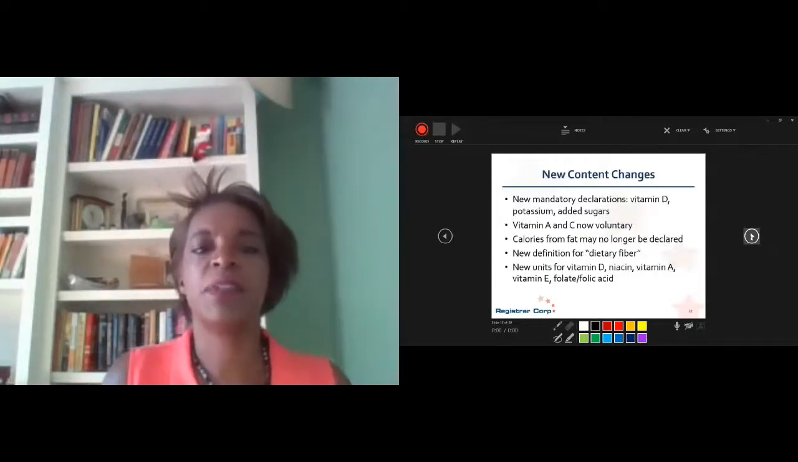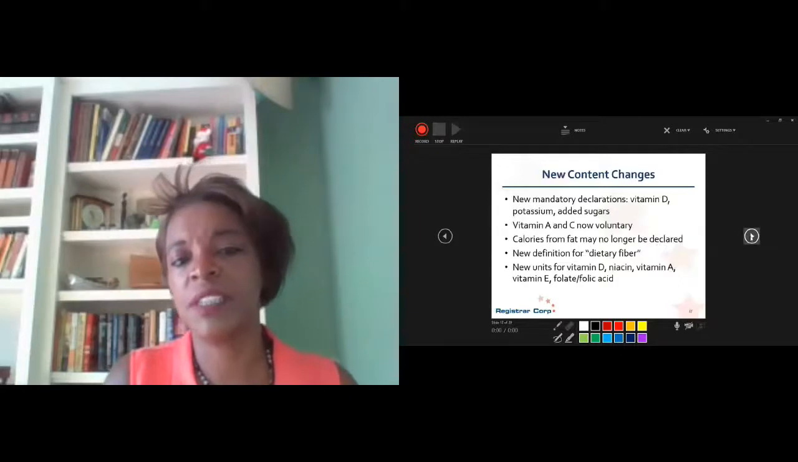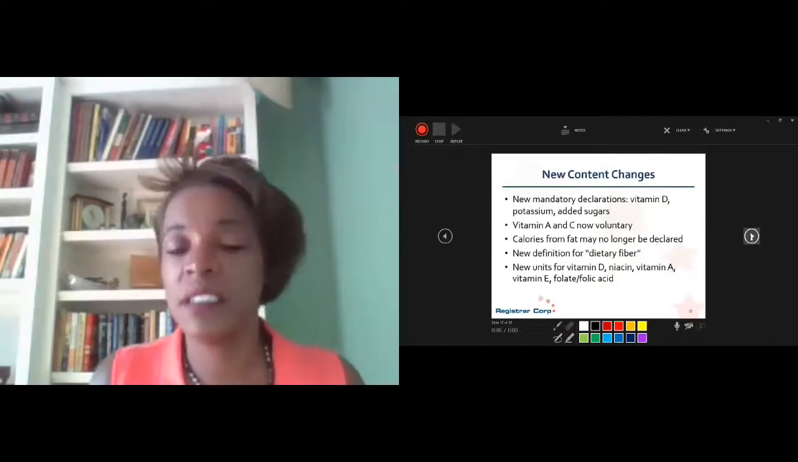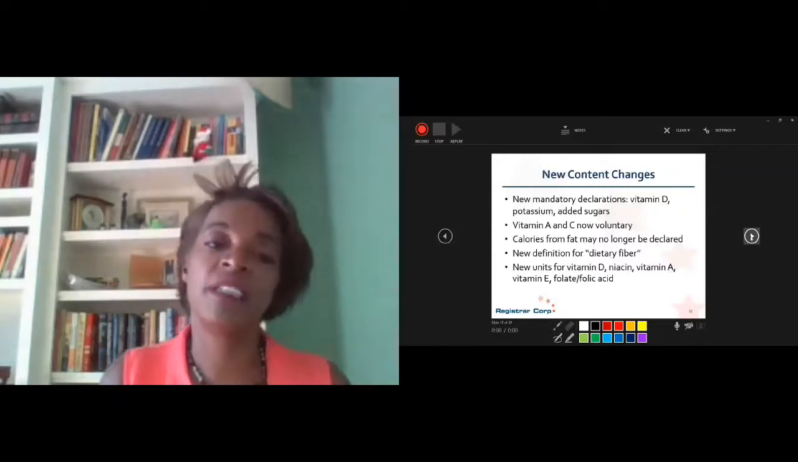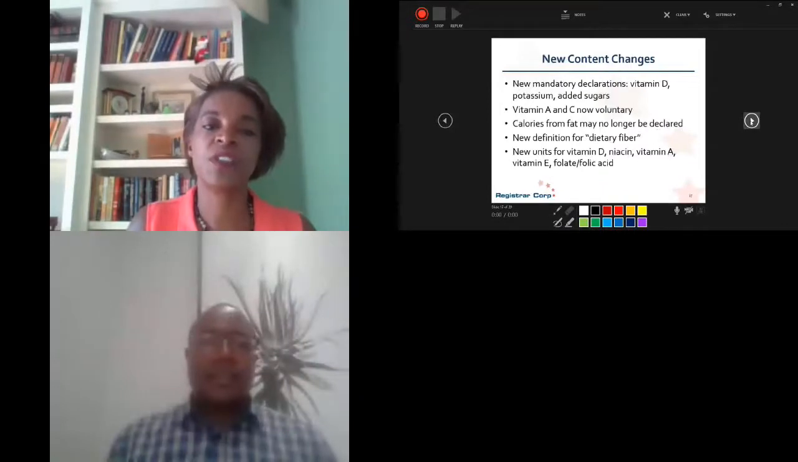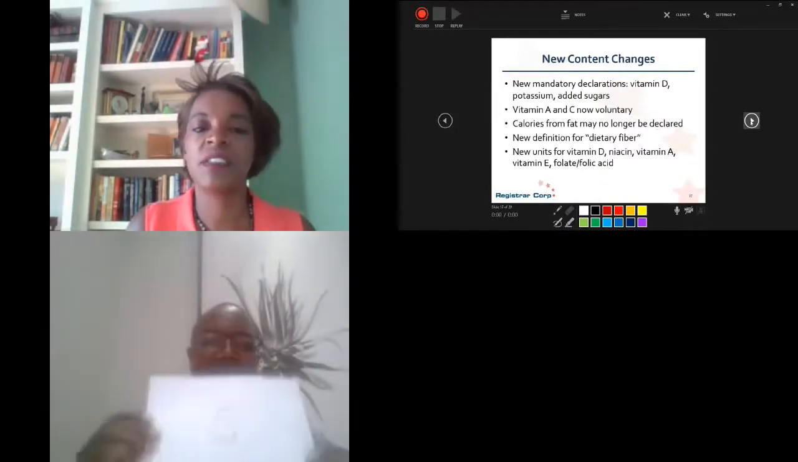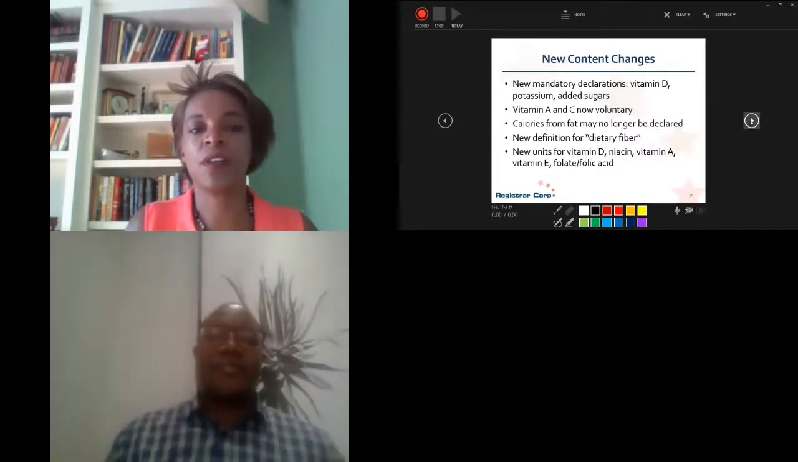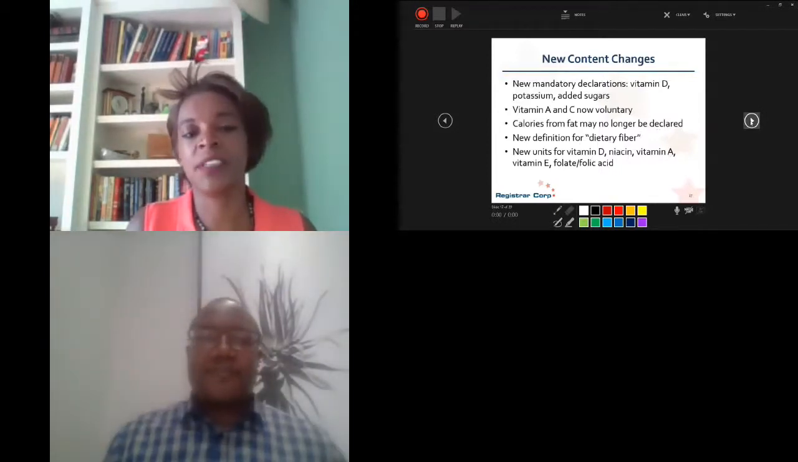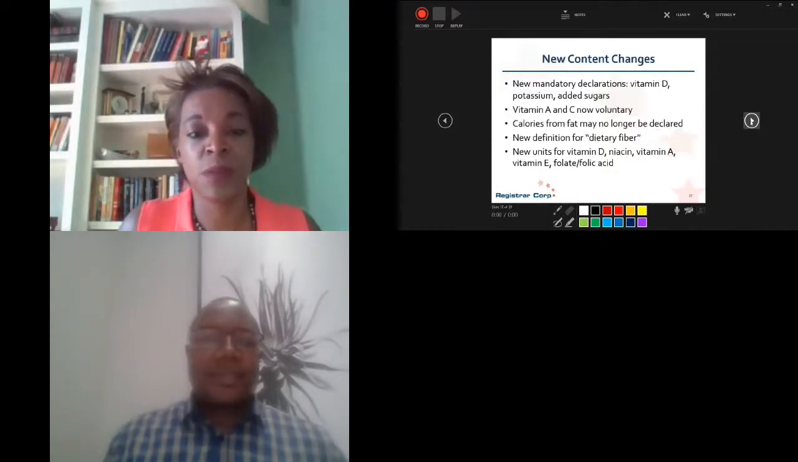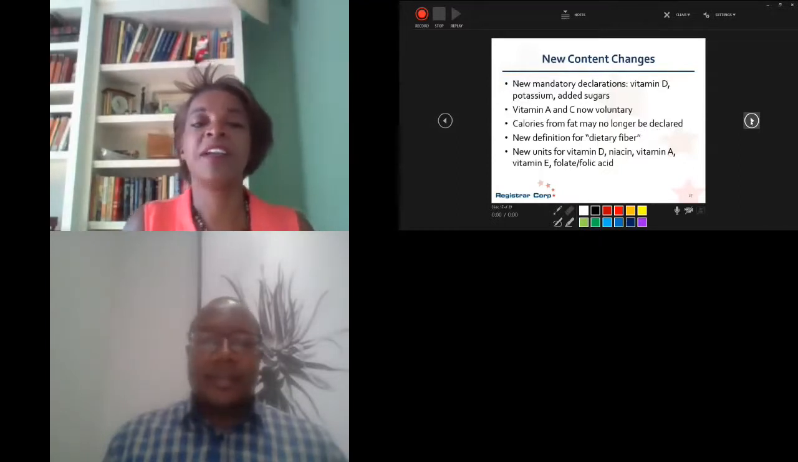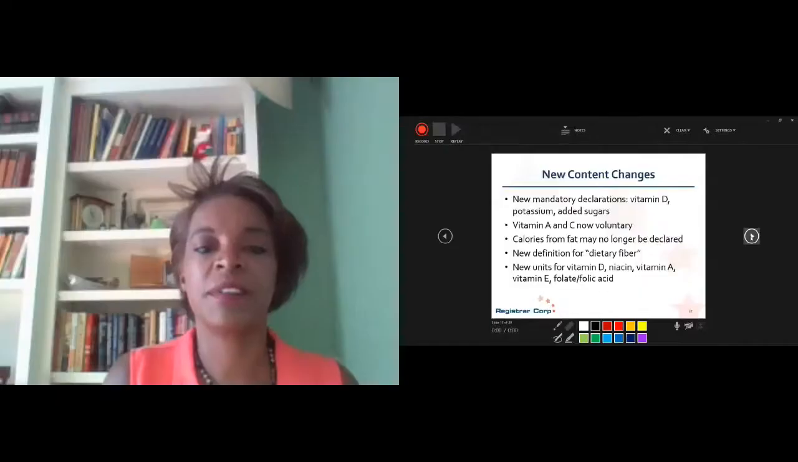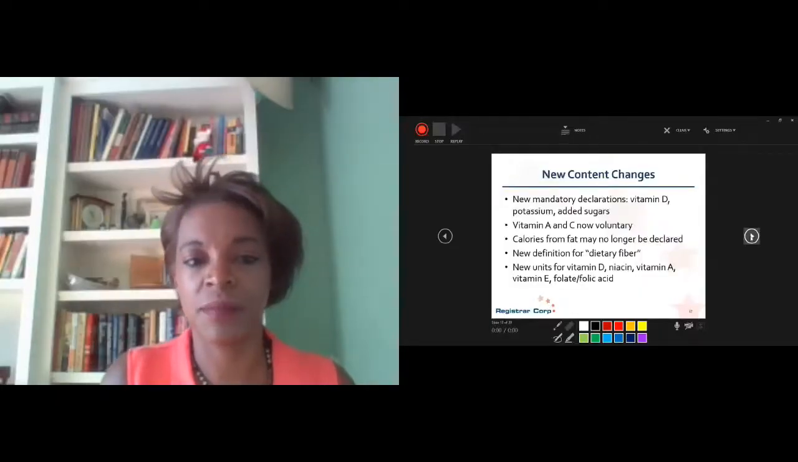So what they did is they put a new mandatory declaration for vitamin D, potassium, and added sugars. Vitamin A and C are now voluntary. I guess in the United States, we have a lot of potassium deficiencies. We have diabetes issues. So the sugars, the potassium, vitamin D deficiencies, FDA wants to highlight those in the nutritional facts panel. So therefore, that's why they're making it mandatory to declare it. Vitamin A and C, we seem to be doing well with, eating lots of oranges. So we don't have to. That's now slipped to a voluntary declaration.